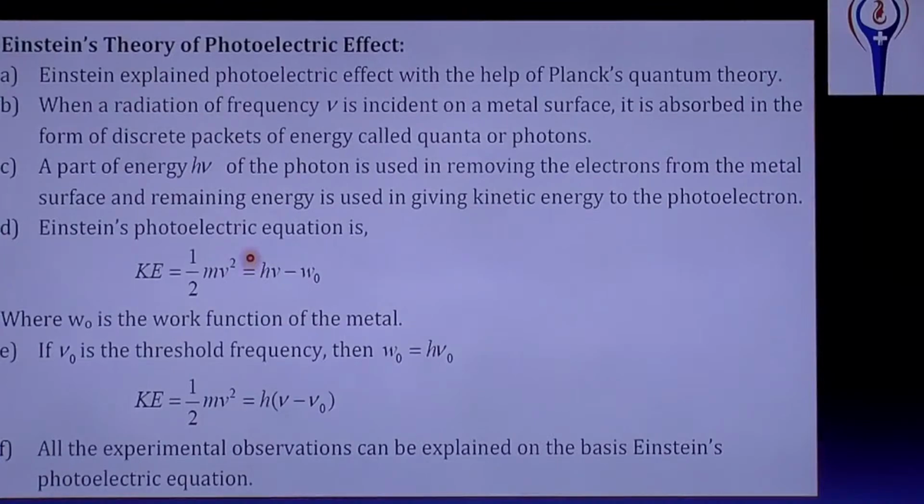You know Einstein's equation. What is the famous Einstein equation? E equals m c squared. And Einstein got the Nobel Prize not for E equals m c squared. He got the Nobel Prize for photoelectric emission only. For this equation only he got the Nobel Prize, not for E equals m c squared.